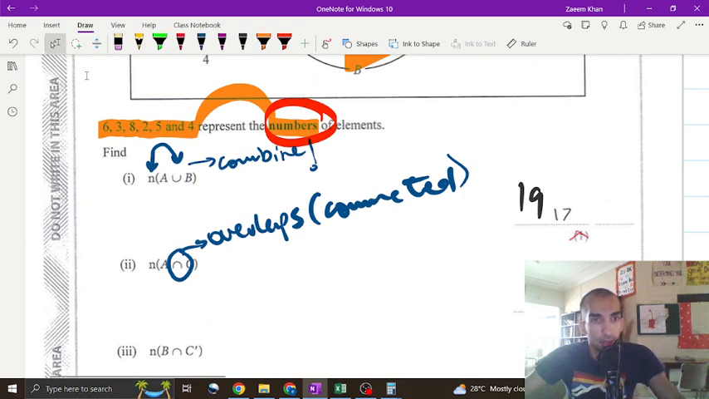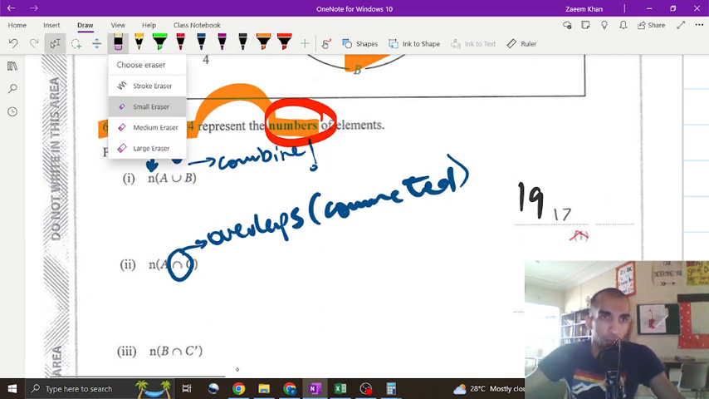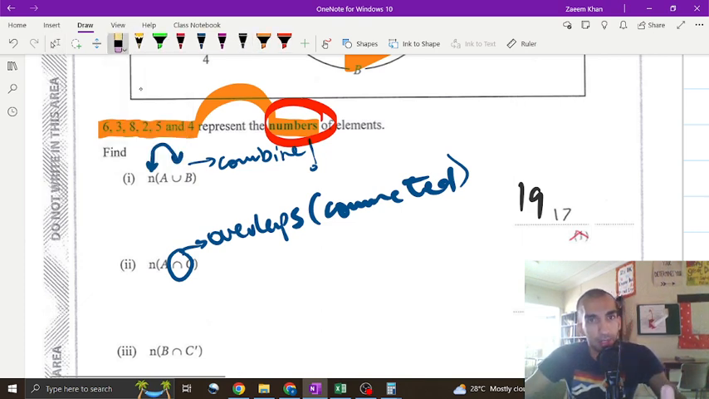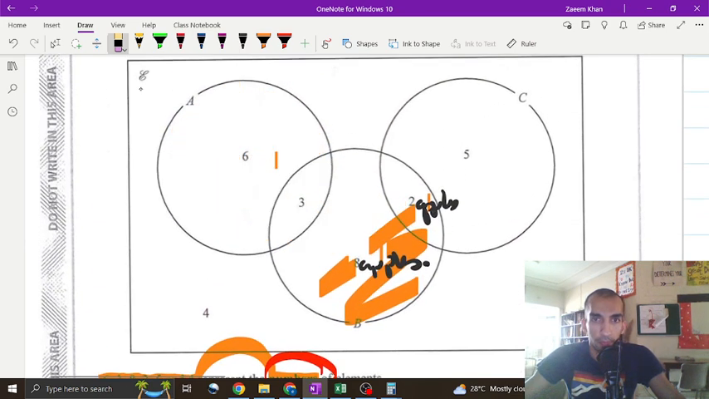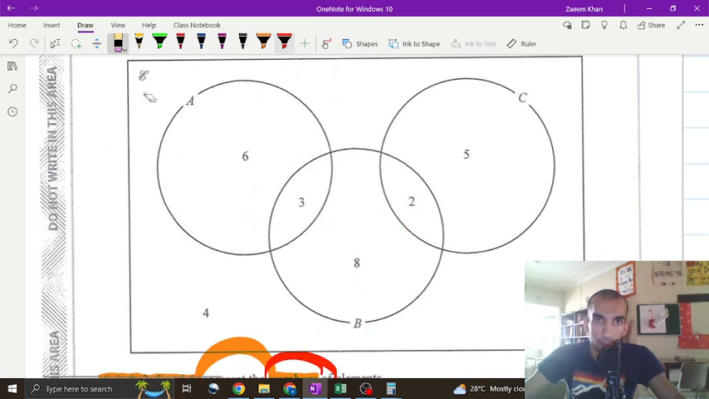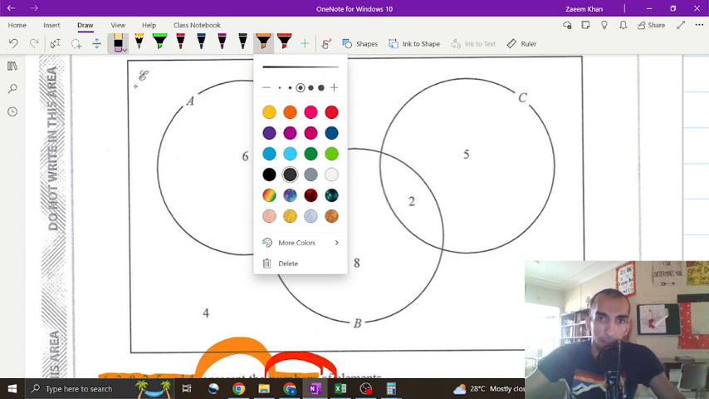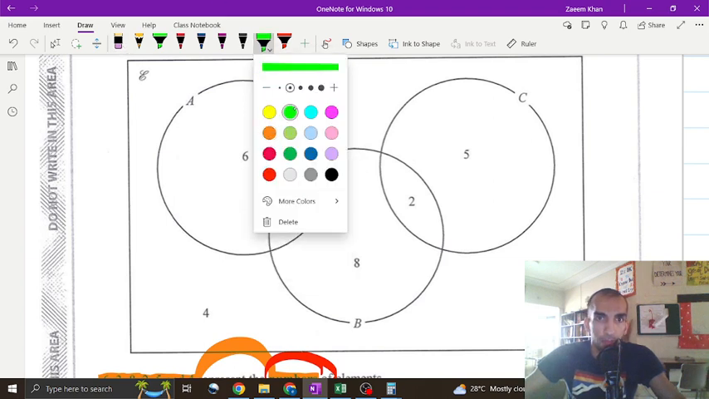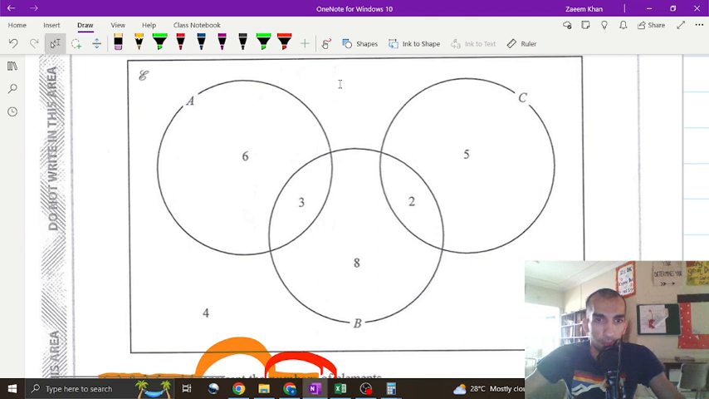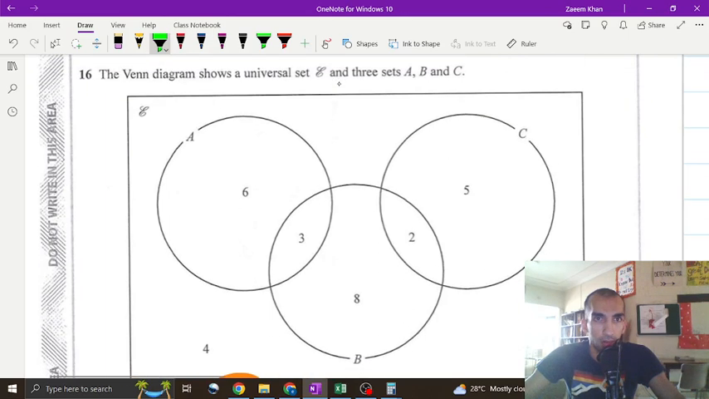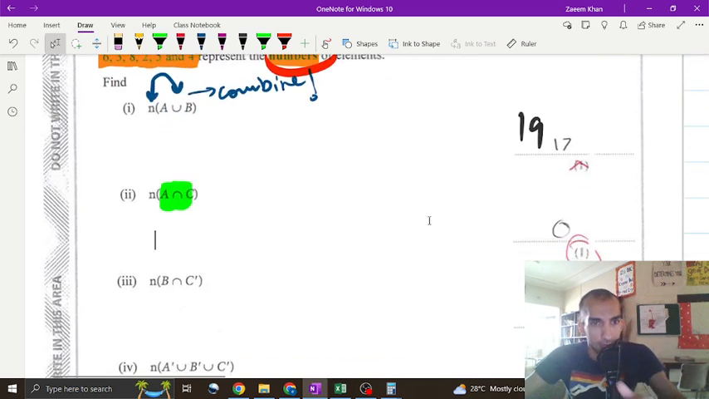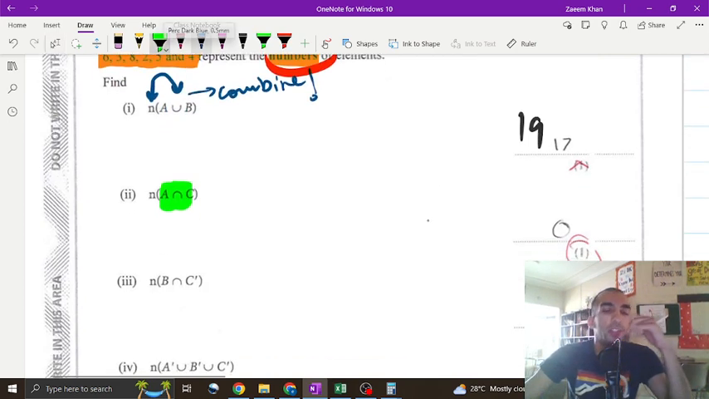Now the question says the number of elements of A intersection C. Like you correctly pointed out a little while ago, intersection is the part that's connected. So which one's that going to be? A intersection C. Two? No, zero. A isn't connected to C at all, right? That's correct.